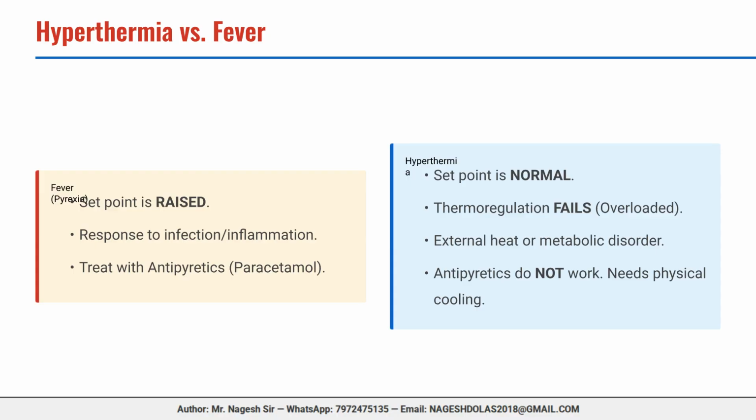Differentiating fever and hyperthermia is key. Fever involves a raised set point and is treated with antipyretics. Hyperthermia involves a normal set point, results from failed thermoregulation, and requires physical cooling as antipyretics do not work.